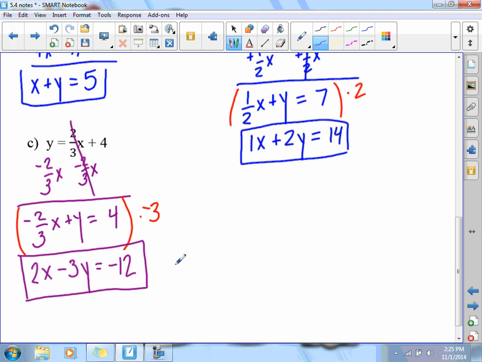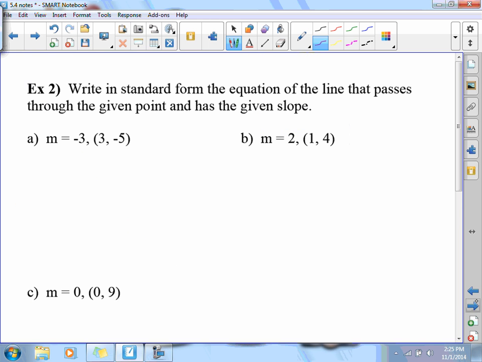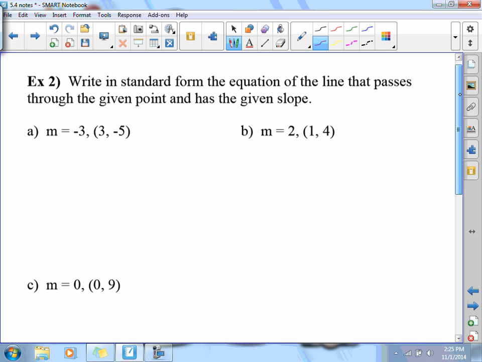Now, standard form is really useful when we're trying to find x and y intercepts. So there is usefulness in standard form, okay? So it's good to know how to get an equation into standard form so that we can work with it when we need to.